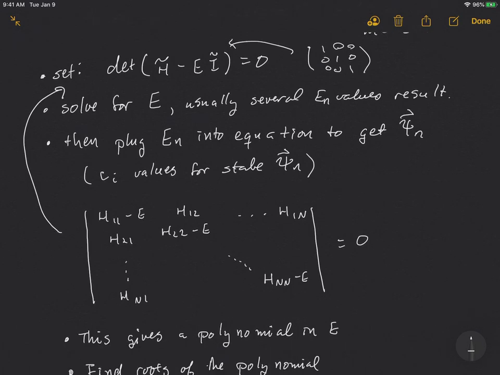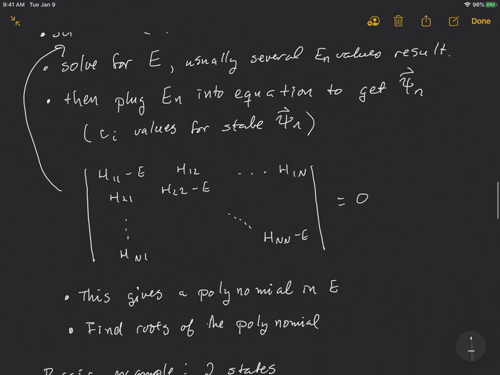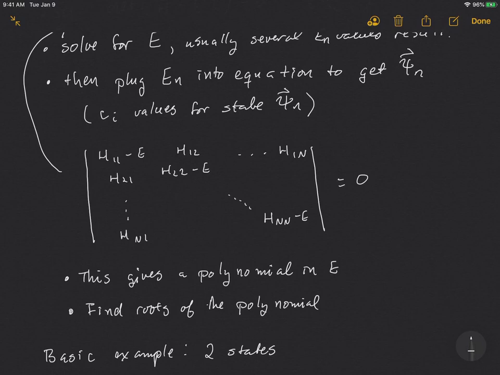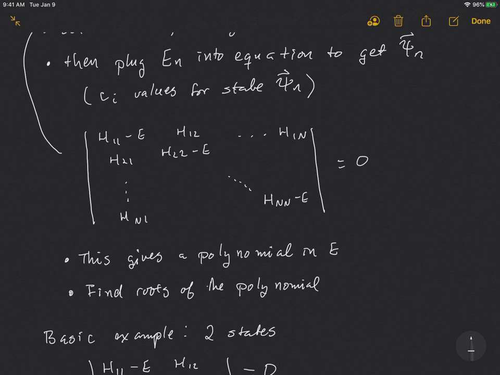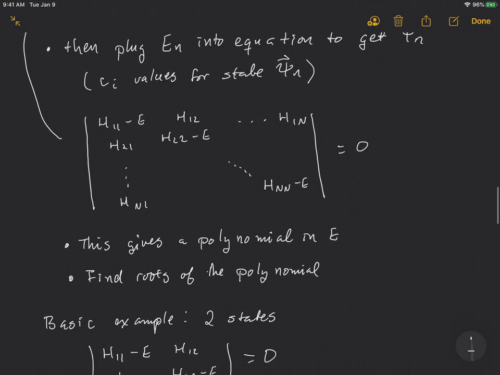Okay, and again, that determinant looks a little bit like this, right? We've got the vertical lines indicating the determinant, and down the diagonal, all of the terms look like h11 minus E, or h22 minus E, and so on, down to hnn minus E. And then all the other matrix elements are just h sub row column, so h12, h21, and so on. So when we evaluate this determinant, this is going to give us a polynomial in E, and then we have to find the roots of the polynomial, and those roots will be the energy values.